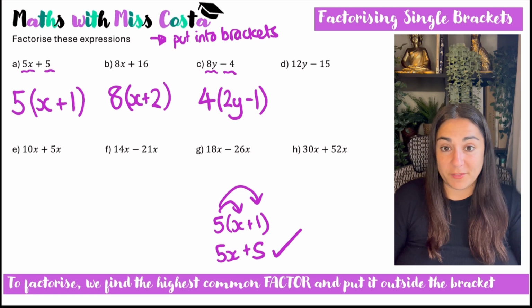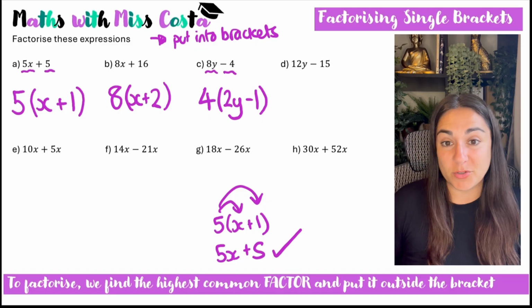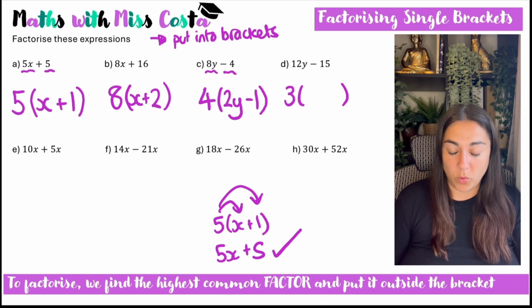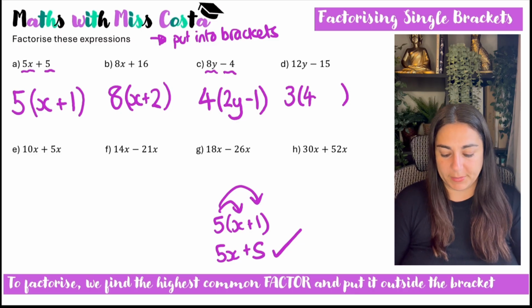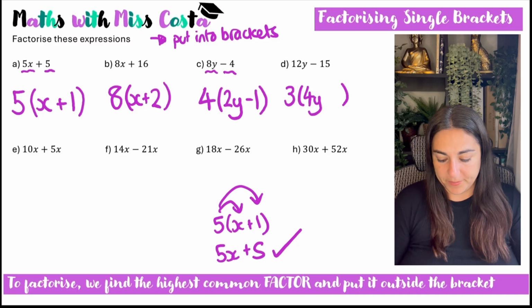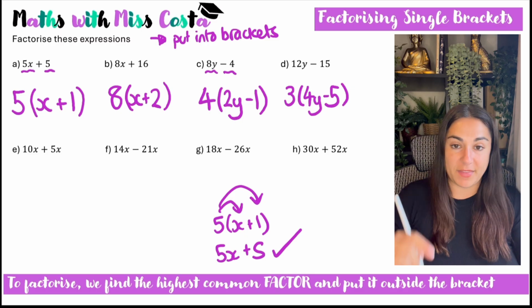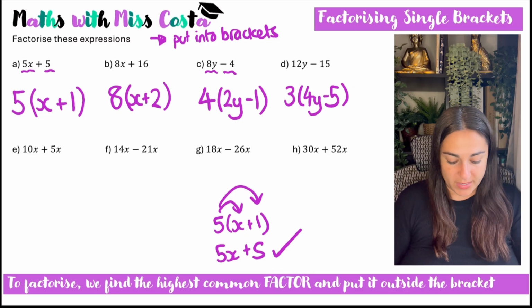But for 12y and 15, the highest number that multiplies into both of them is 3. So I'm going to put 3 on the outside, and then 3 times what gets me 12? 3 times 4 gets me 12, so that would be 4y, and 3 times minus 5 is going to give me minus 15. Remember, you can always double check by seeing if they expand back out to the original.